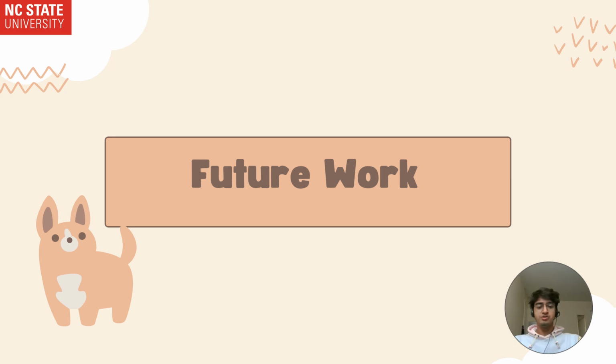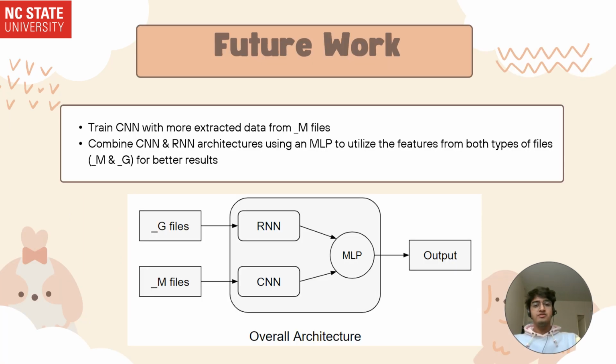Let's take a look at the future work. Because we had less M files to work with, our CNN architecture didn't perform well compared to RNN. But in the future, there is scope to train a CNN on more files and combine the CNN and RNN architectures with an MLP to learn both spatial and temporal features and give us better results.